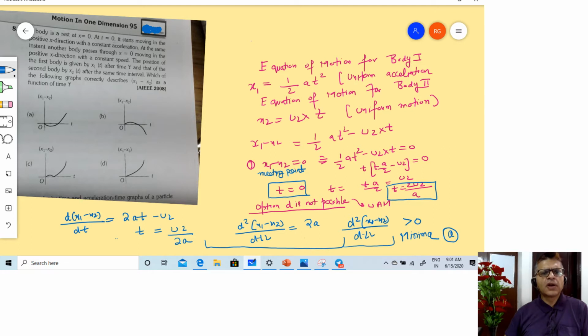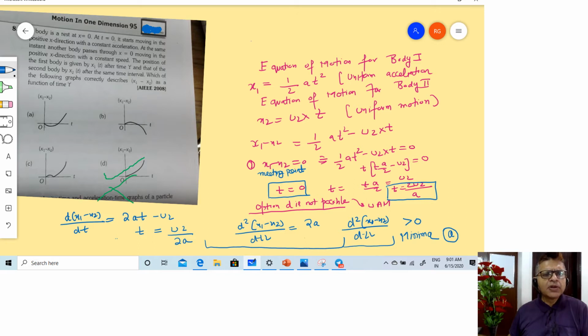So if you see the four graphs, the first graph, second graph, third graph. Look at the fourth graph. If you look into the fourth graph, the first thing that strikes you is that this is a graph of uniformly accelerated motion, which is a parabola. But the graph we have to draw is for x1 minus x2. We don't have to draw a graph of only x1, which is uniformly accelerated. So this choice is absolutely eliminated.